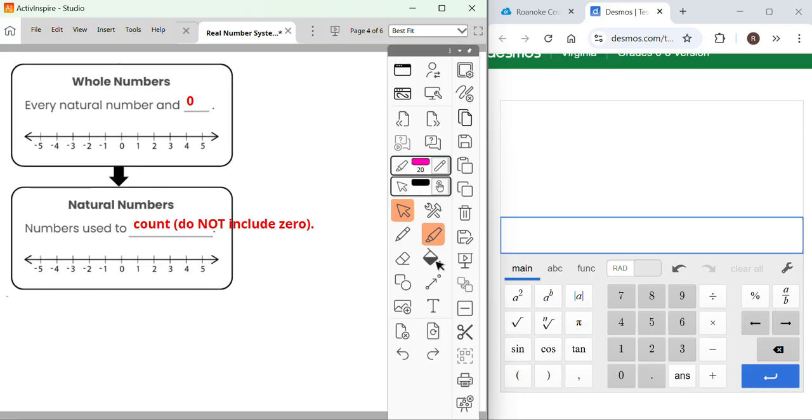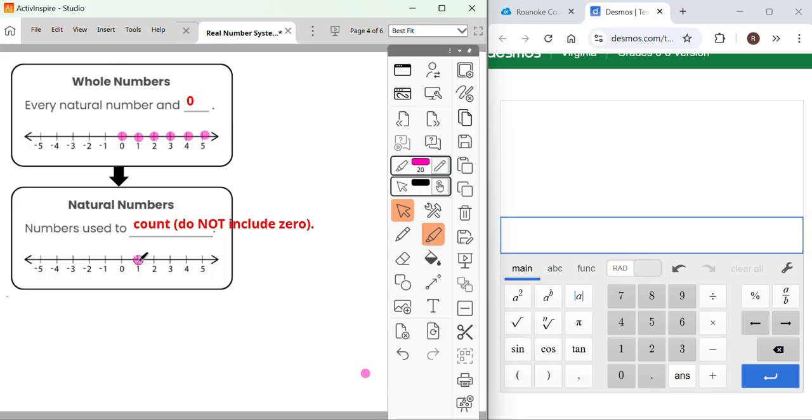All right, so I'm going to come back over here and get my highlighter and make sure it's the right space. So every natural number and 0. So let's start at 0. 1, 2, 3, 4, 5, and you keep going to infinity. 6, 7, 1,000, 1,000,000, and so on and so forth. Now, natural numbers down here are used to count. Well, I like to count tacos, but 0 tacos will not work for me.